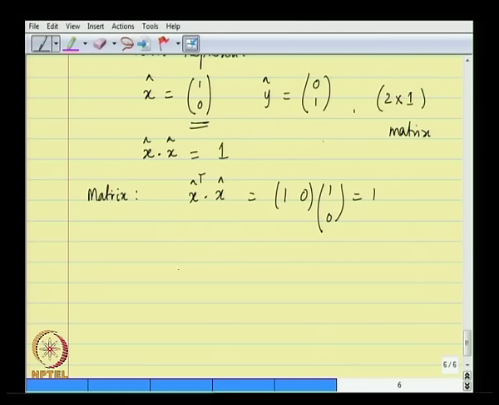In the same way, when you say y transpose dotted with y, it is (0, 1) with (0, 1), and it also gives you 1.